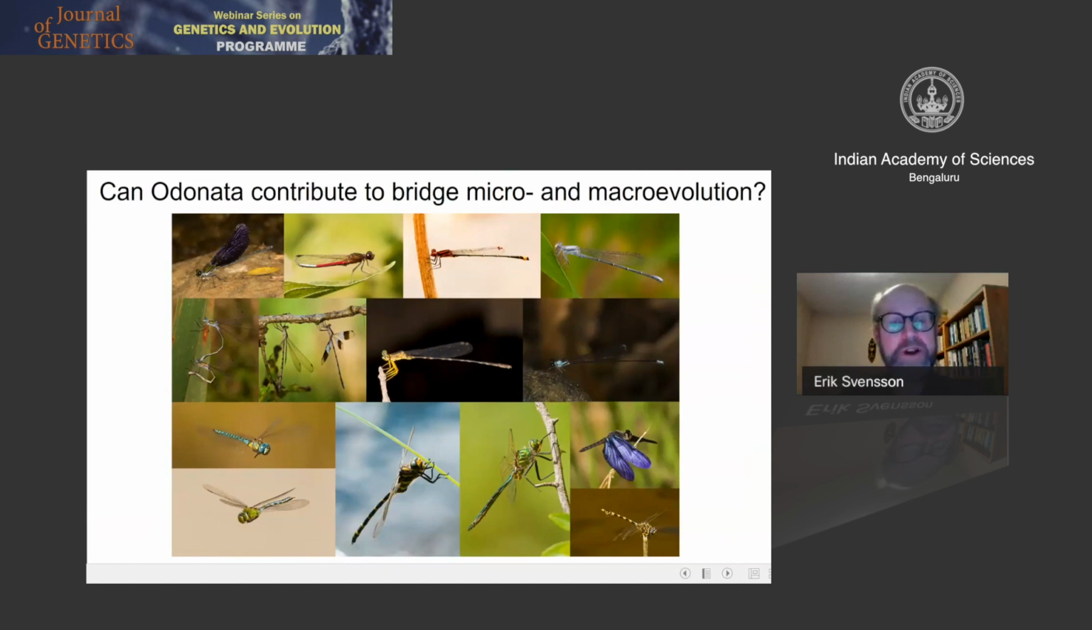And here are some photos from various species of dragonflies and damselflies that I've taken during field expeditions to various parts of the world, in South America and South and Central Africa, and Sweden and Europe, of course. I have not been so much to Asia, but I'd love to, especially going to the Nilgiri hotspot in southern India, maybe one day in a post-COVID future that will be possible.